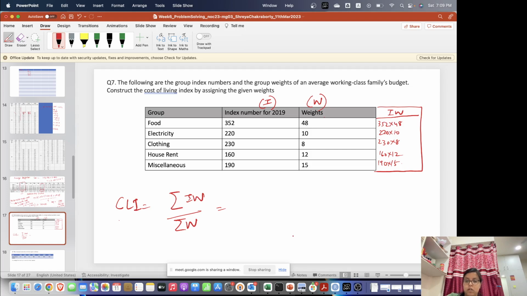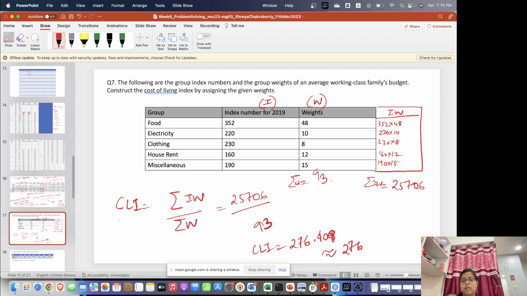So then summation IW, the total comes up to be 25706, divided by summation W, which is 93. So then the cost of living index will be 276.408 or 409, approximated by 276.41.